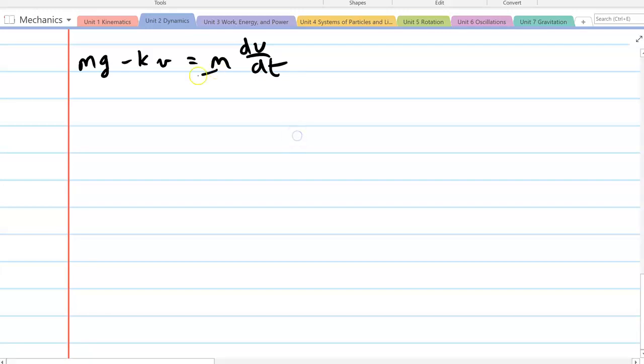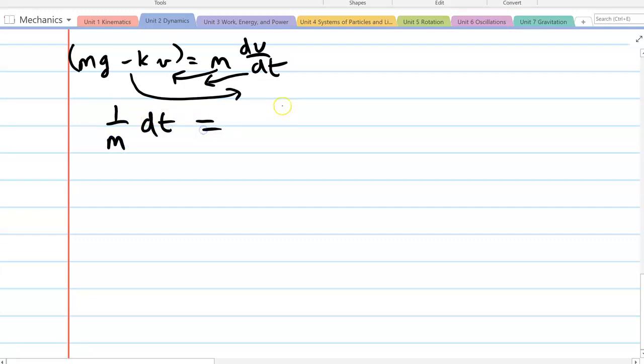So I have to bring this m over to this side, and I have to bring this whole thing over because there's a subtraction sign. Then I'm also going to bring the dt over by multiplying it. So in other words, we have 1/m dt is equal to 1/(mg minus kv) dv. And now we have officially separated the variables.